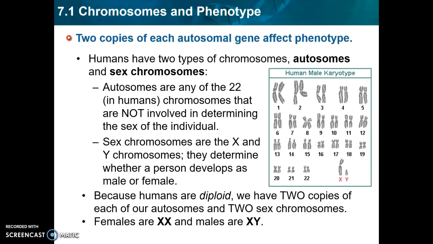Now, remember that the reason why we have two copies of each of our chromosomes is because humans are diploid, as well as other animals and a lot of other organisms. So that's why we have two of each of our chromosomes. And that also means we have two of these sex chromosomes. You either have XX, and if you have two X chromosomes, you typically develop biologically as female. And if you have XY, you would develop biologically as male.